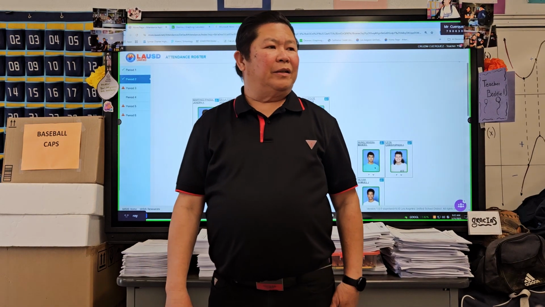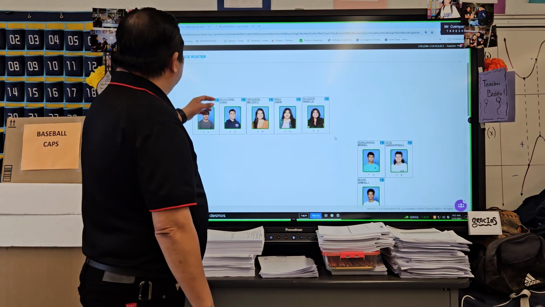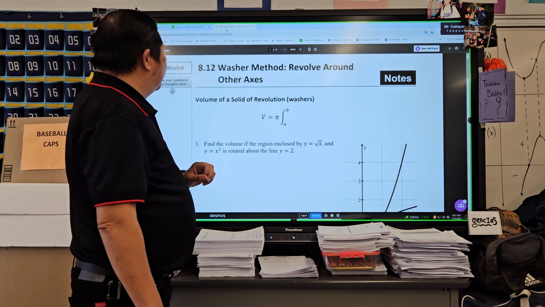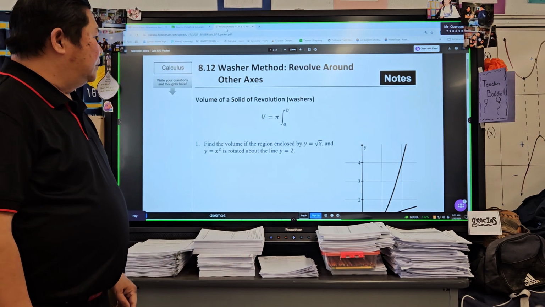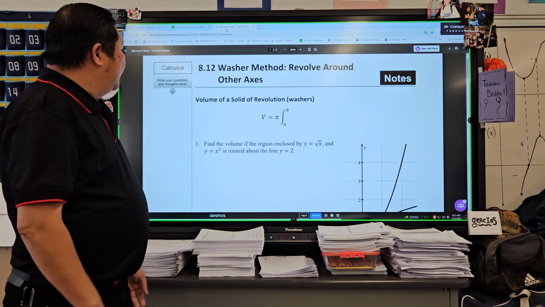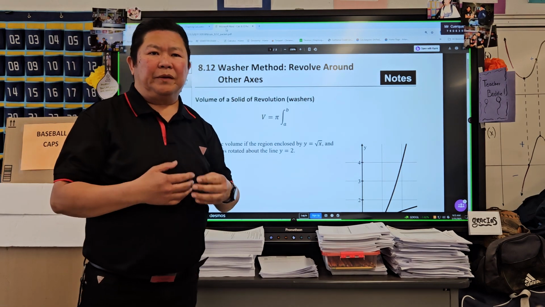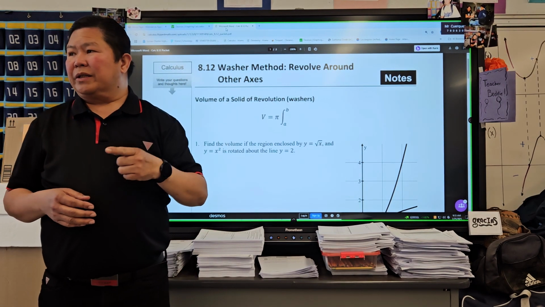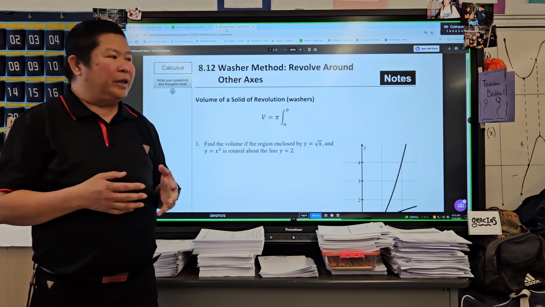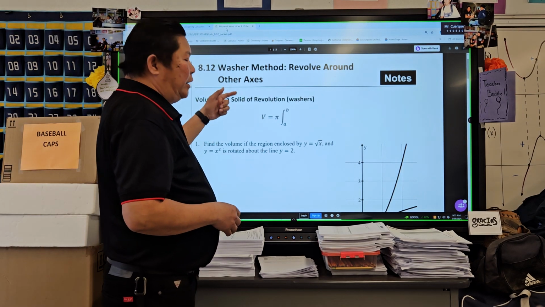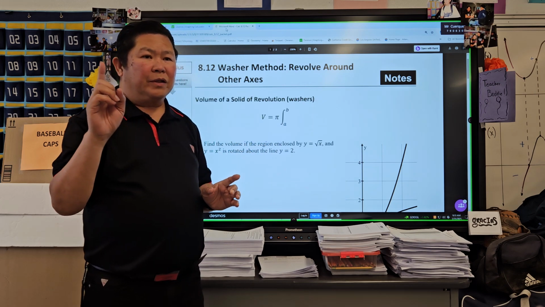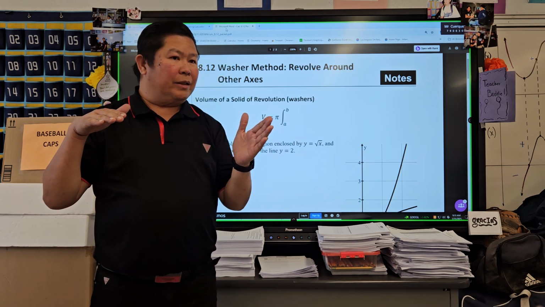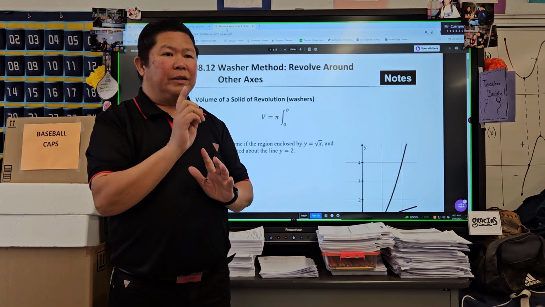Morning. This is the last topic of AP Calculus, so it's going to be a continuation of yesterday's discussion. Yesterday was all about revolving, the washer method, but we revolved along the x and the y axis. This time we are revolving in other axes. Again, yesterday focused only on revolving along the x-axis and the y-axis.